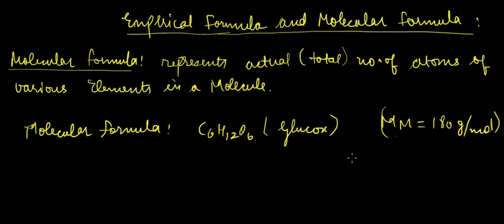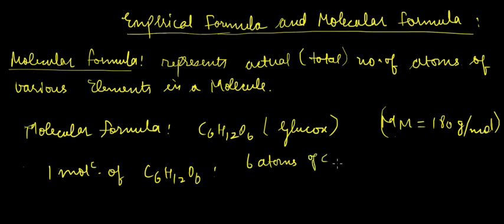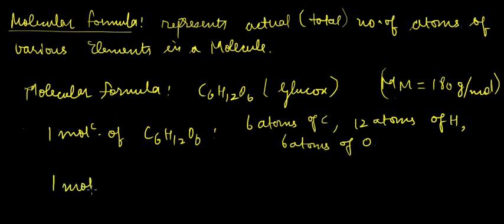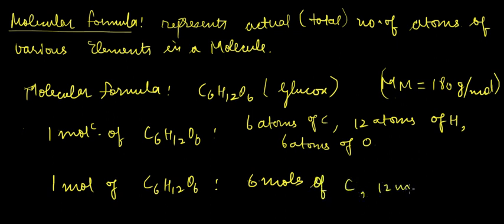Okay, so one molecule of C6H12O6 contains 6 atoms of carbon, 12 atoms of hydrogen and 6 atoms of oxygen. And similarly, 1 mole of C6H12O6 contains 6 moles of carbon, 12 moles of hydrogen and 6 moles of oxygen.